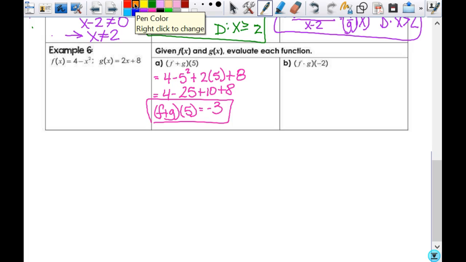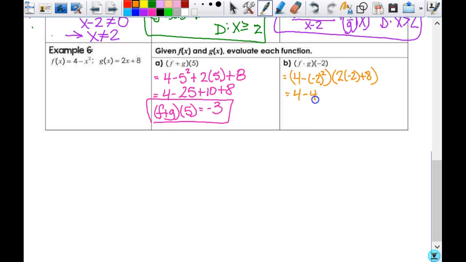Then f times g, that's going to be 4 minus a negative 2 squared times g, which is 2 times a negative 2 plus 8. So this gives me 4 minus 4 times negative 4 plus 8. But honestly, once we get to this point, does it even matter what else is happening? No, because what's 4 minus 4? 0. And you multiply by 0, it just doesn't even matter. So f times g of negative 2 equals 0. We good? Any questions at all?